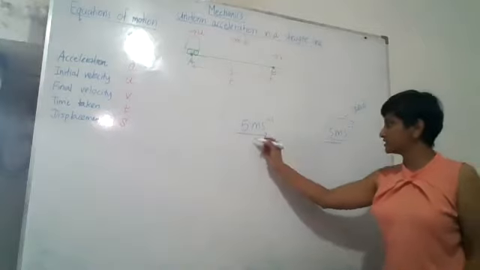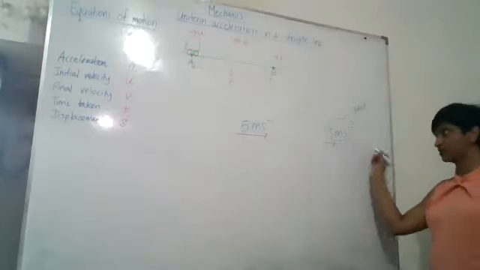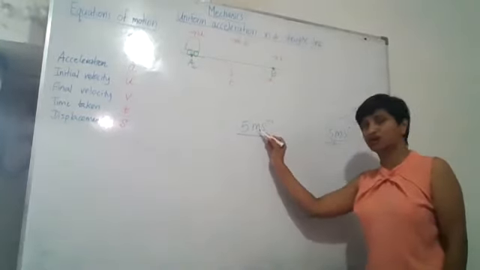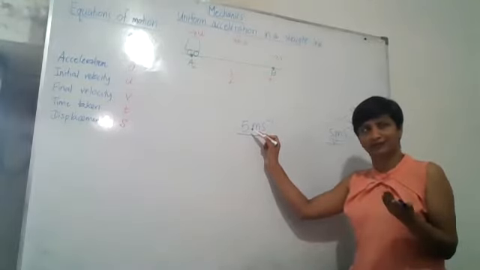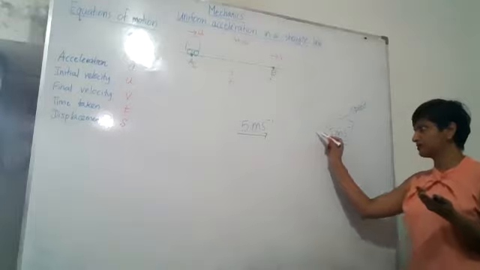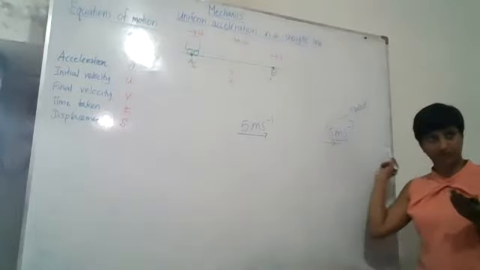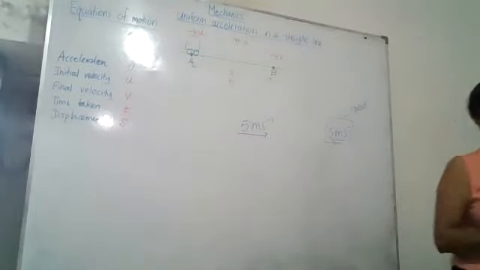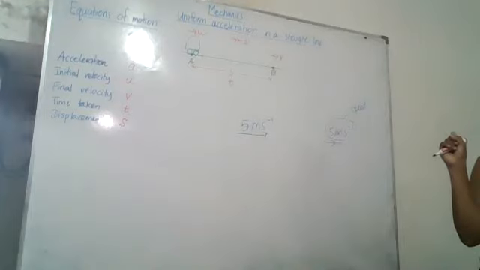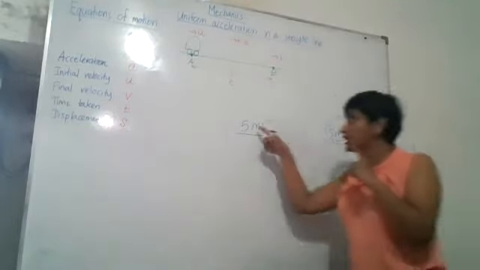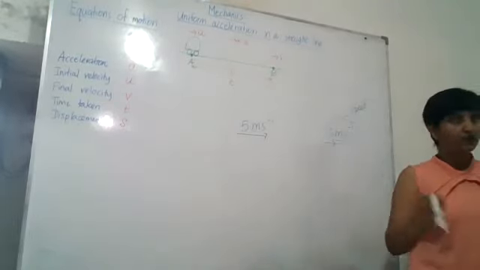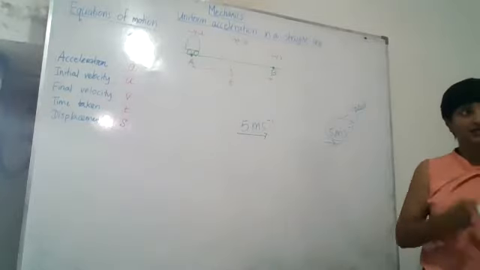Now here, if this object is moving in the same direction with the same speed, 5 meters per second, 5, 5 throughout in the same direction, what can you say about the speed of this object? Constant or increasing or decreasing? I'm only asking about the speed. That means I'm only asking about the value. Constant. What can you say about the velocity?